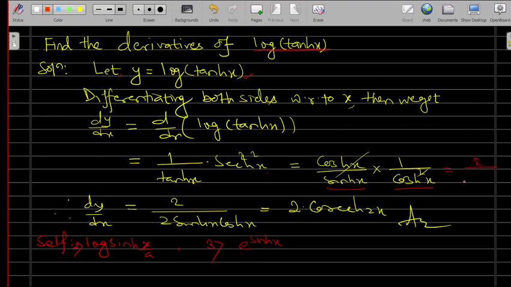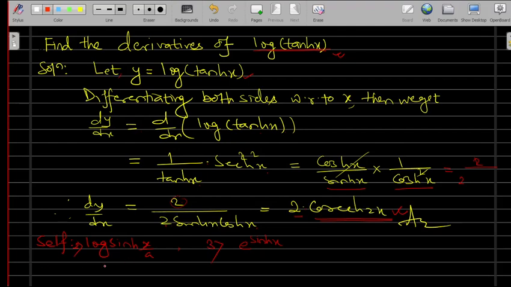If we multiply numerator and denominator by 2, then this is 2 times 2 hyperbolic sine x hyperbolic cos x, that is hyperbolic sine 2x. So 2 over hyperbolic sine 2x is 2 times hyperbolic cosec 2x. This is the solution, the derivative of log hyperbolic tan x.